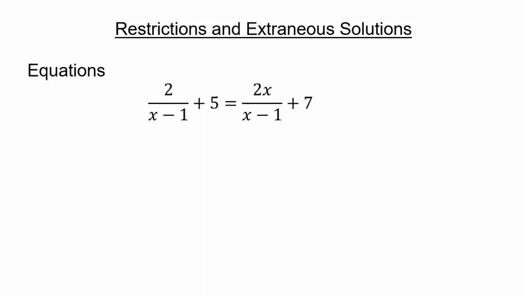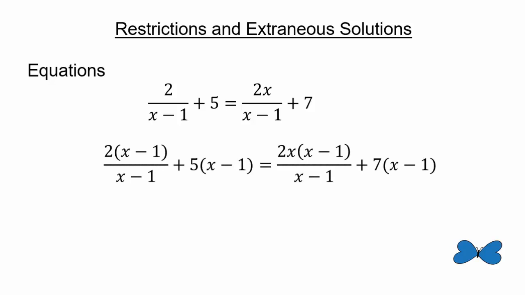You will see more of it when we actually do examples, but just to make our point, here's our equation, 2 over x minus 1 plus 5 equals 2x over x minus 1 plus 7. Suppose we want to know how to solve this equation. Even before we know that, we can create an equivalent equation by multiplying both sides by x minus 1, and then you will end up with 2 plus 5x minus 5 equals 2x plus 7x minus 7.